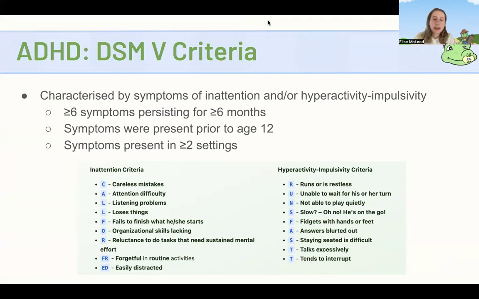You just need a collateral history, and the symptoms need to be present in two or more settings. So, whether that's social, occupational, or educational. So, you might take a collateral history from a classroom teacher and then from a parent or caregiver or somebody who lives at home with the child as well.